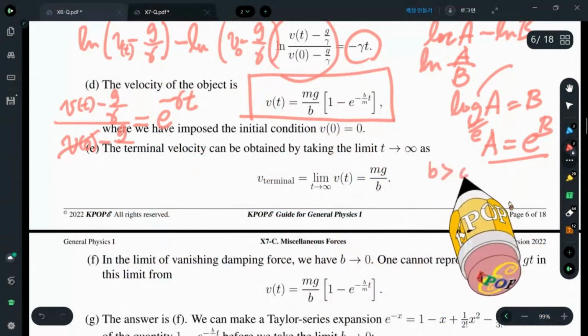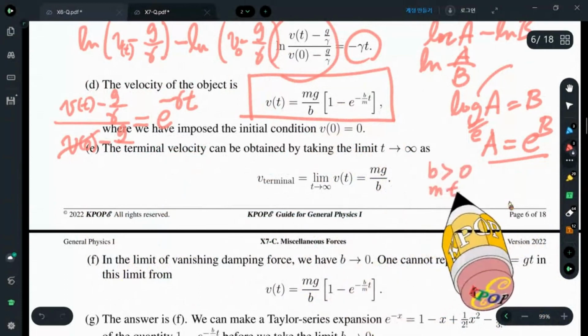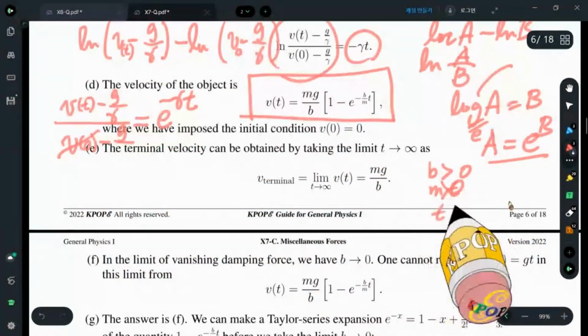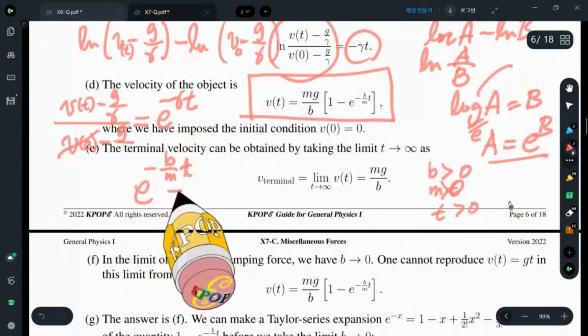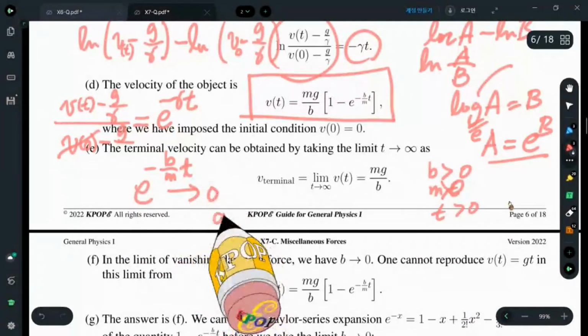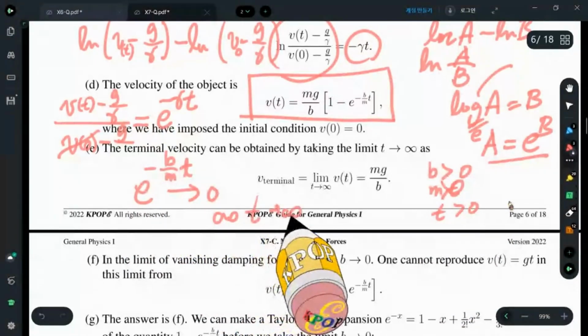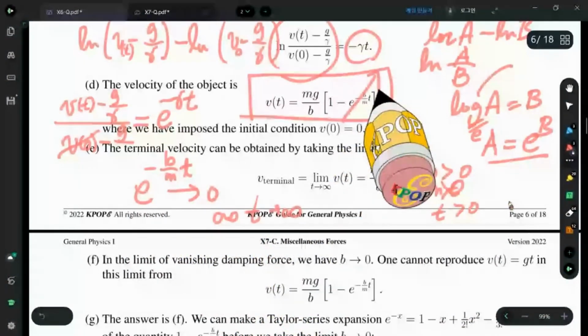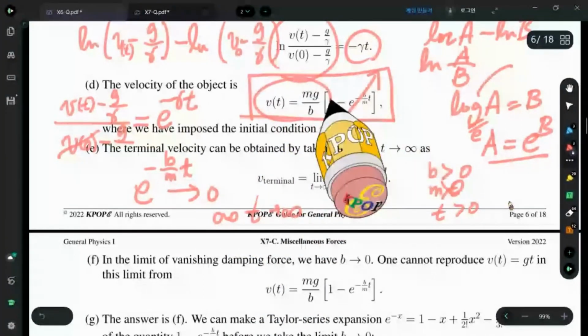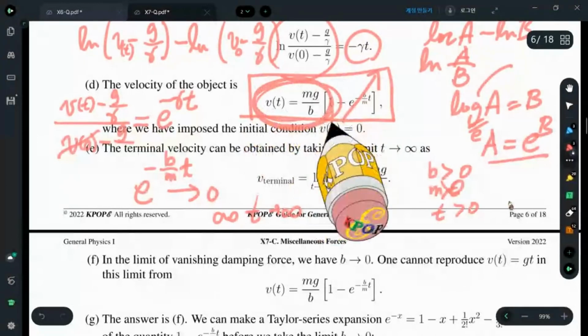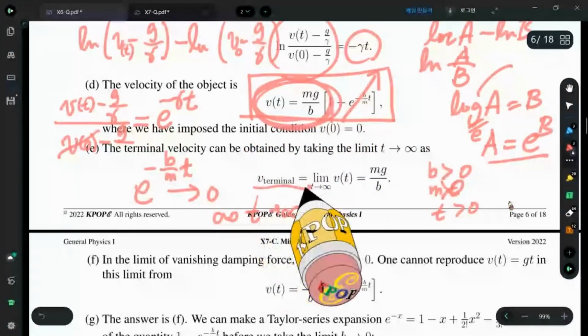Because b is positive, mass is positive, and time is positive, the exponential of minus b over m t goes to 0 strictly as t goes to infinity. So this term will disappear as time goes on, and you will find this one is just a constant value. This is called the terminal velocity.